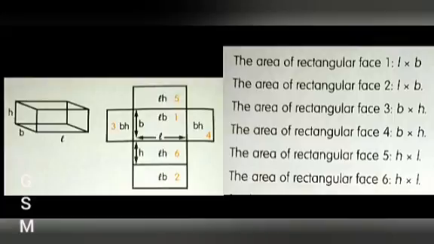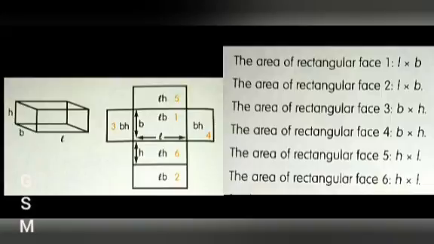The area of rectangular face 1 is L into B. The area of rectangular face 2 is L into B. The area of rectangular face 3 is B into H. The area of rectangular face 4 is B into H, and the area of rectangular face 5 is H into L, and the area of rectangular face 6 is H into L.